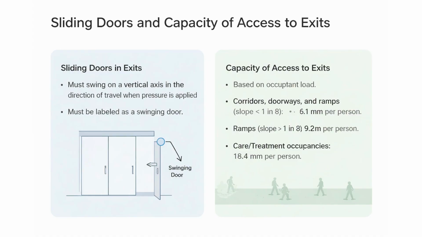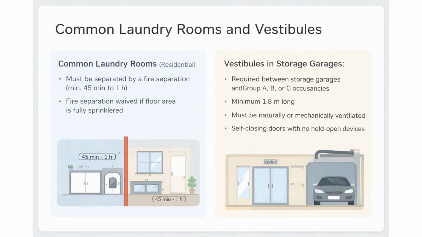However, in care or treatment facilities where patients may need to be moved in beds or wheelchairs, that requirement triples to 18.4 millimeters per person to accommodate the extra space needed. Moving on to specific room hazards, common laundry rooms in residential buildings must be enclosed by a fire separation of at least 1 hour, unless the entire floor area is sprinklered.